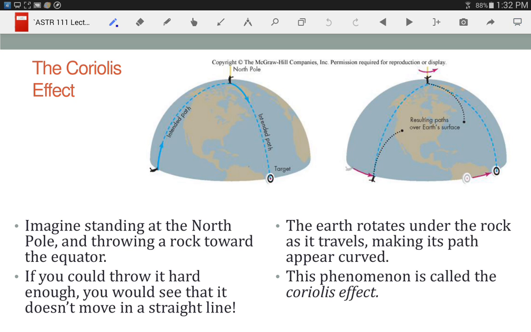All right, one last thing on the Earth before we leave the Earth and start talking about other objects in the solar system. And that is the Coriolis effect. How many people know the Coriolis effect?